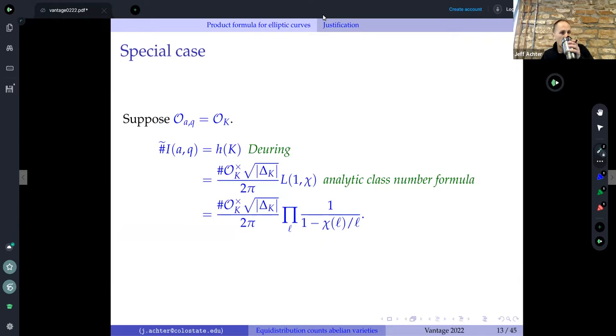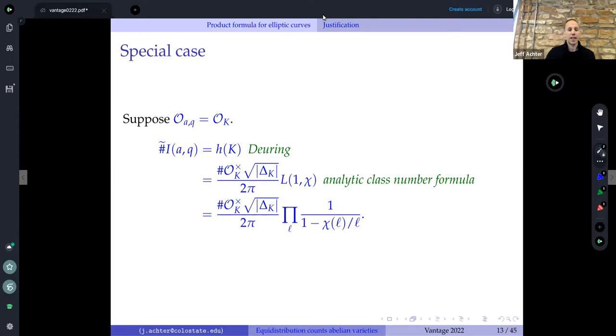All right, so let's suppose that we're in this good situation, just to make my life a little bit easier right now. So suppose that the Frobenius order is maximal. Then you say, all right, well, the size of the isogeny class I'm after is a class number. And I have the analytic class number formula.